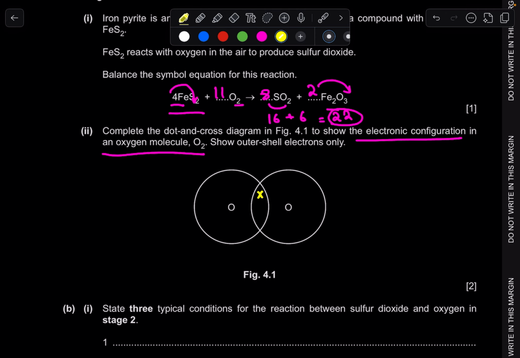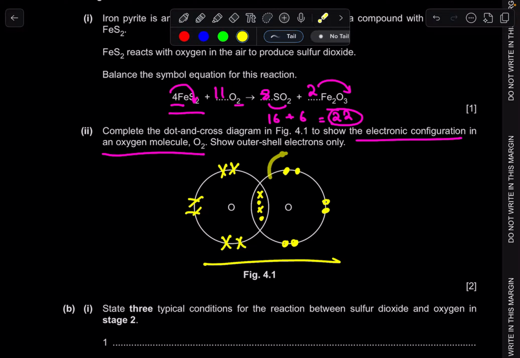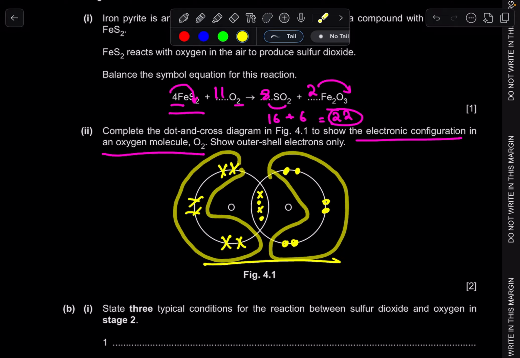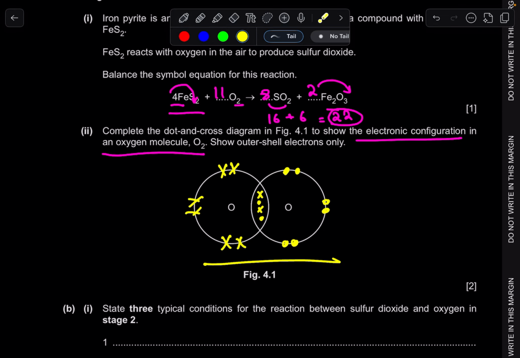Okay, complete the dot and cross diagram to show the electronic configuration in an oxygen molecule. Simple. There are going to be 2 double bonds like this. I don't even need to explain this. That is so easy. And then you just fill in the electronic configuration. But keep in mind to put these lone pairs of electrons as well. Why do you put these lone pairs of electrons? Because you have to draw the full electronic configuration. You have to show the full outer shell.